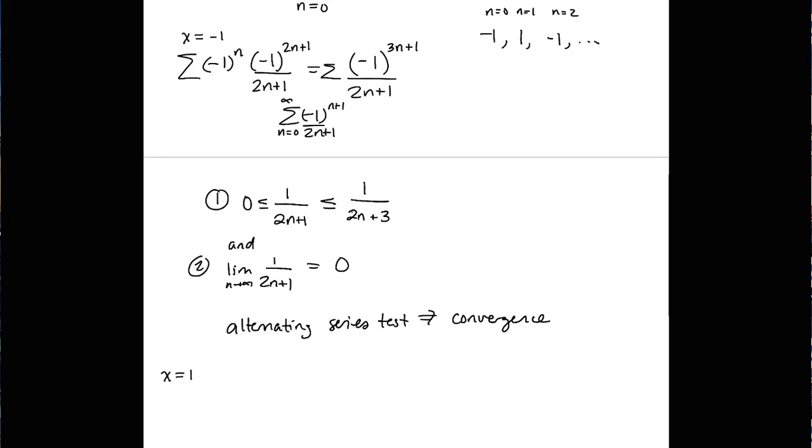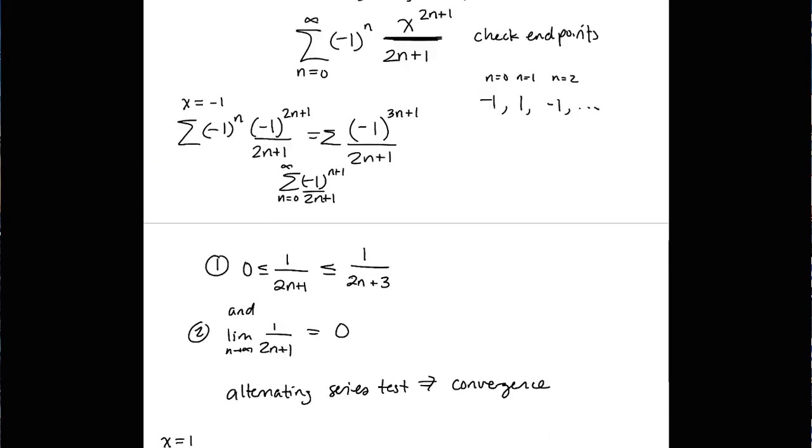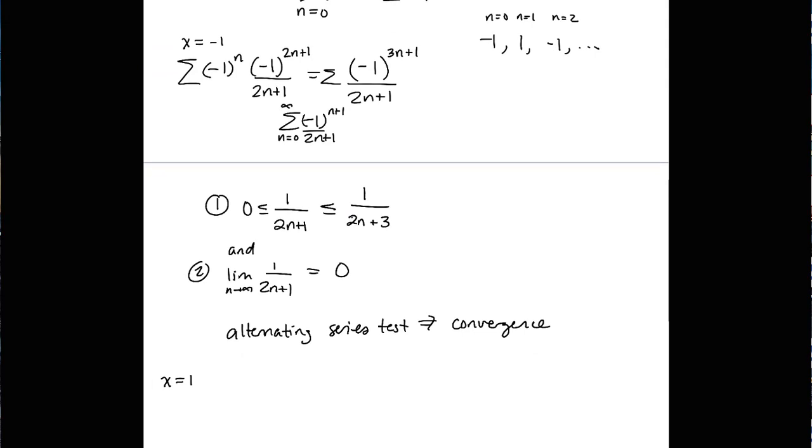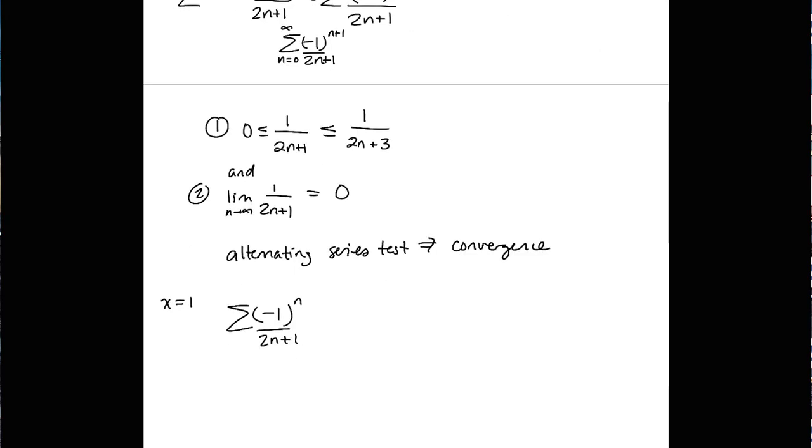How about at x equals 1? So we get, again, basically the same series. You get negative 1 to the n times 1 over 2n plus 1. We already did the work to check this, so I'd be fine if you just said, okay, it's the same argumentation. Already checked above by the alternating series test. This series is convergent.